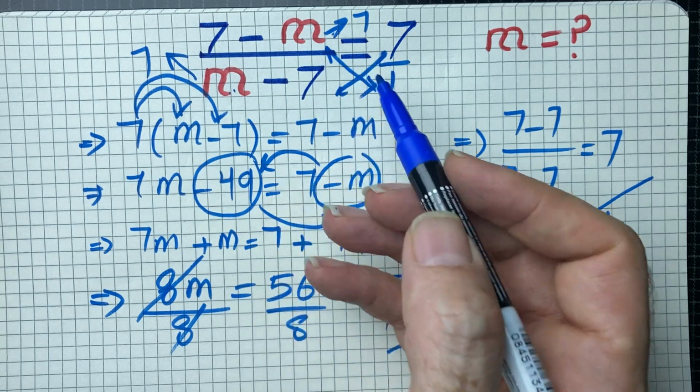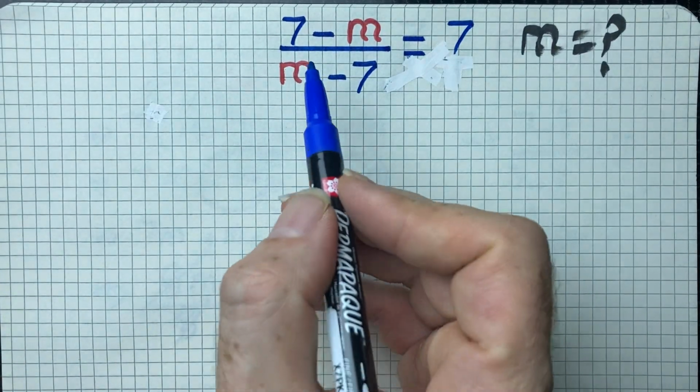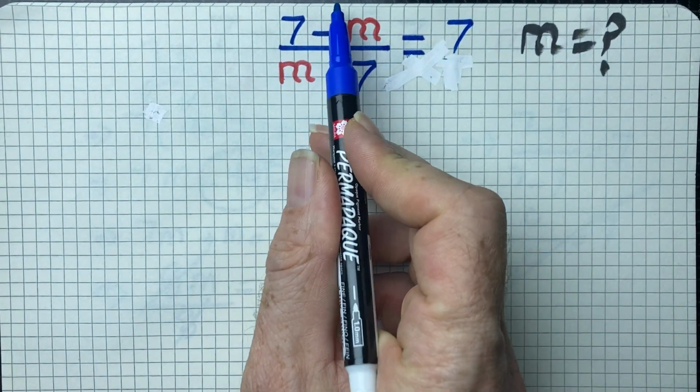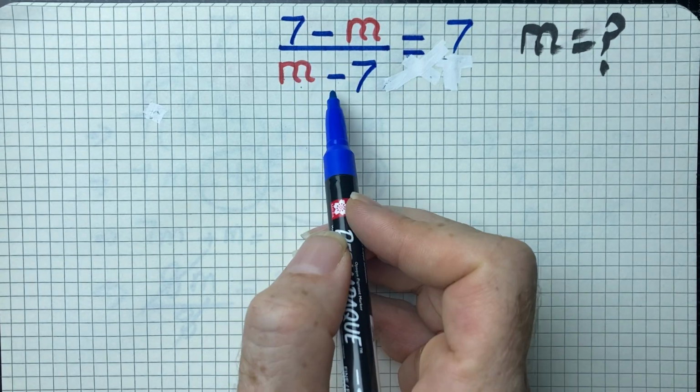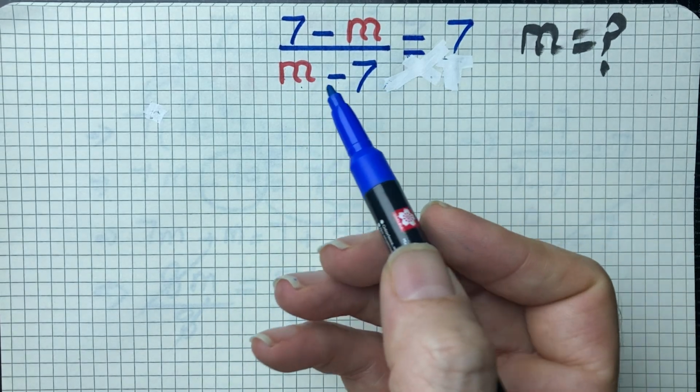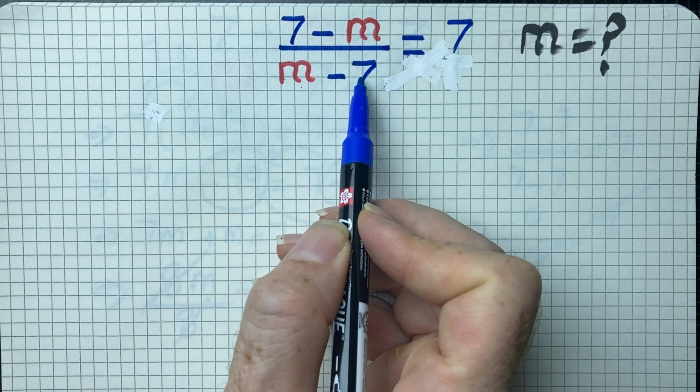Let's solve this question one more time. So look here, 7 minus m on top, m minus 7 on the bottom. What is the relationship between top and bottom? Right, actually they are opposites of each other.